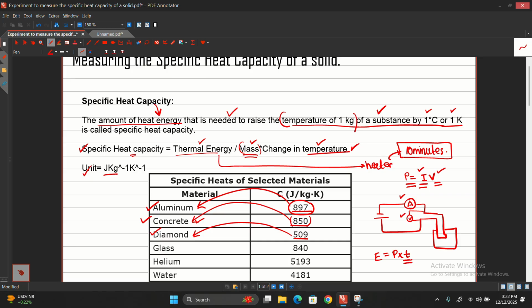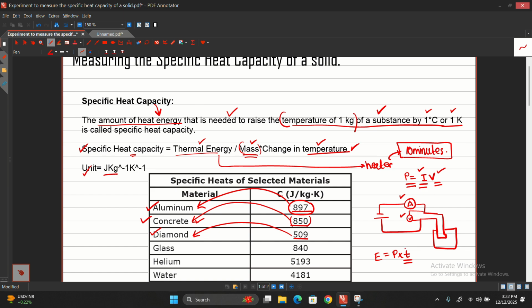Now, T is actually 10 minutes. You can also consider 5 minutes. It's actually up to you. You can go for 5 minutes, you can go for 15 minutes. Usually, we wait for a significant rise in temperature. So, you can easily understand that we need to measure time, and for that, we need to use a timer in this experiment as well.